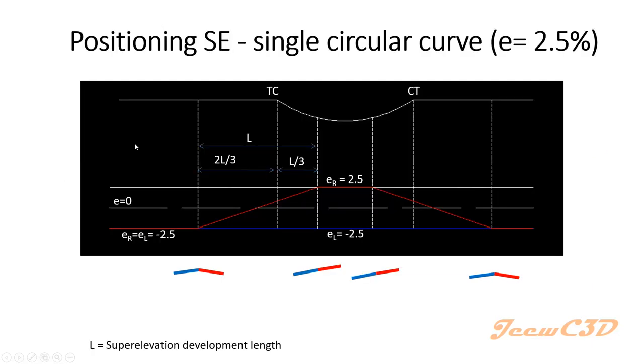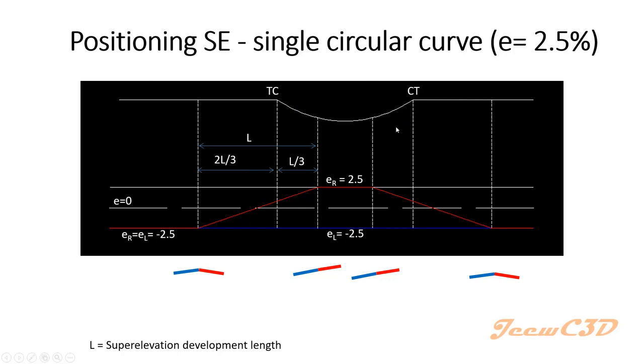So this is another way of representing the super elevation development. This is your curve. This is a simple curve where E equals 2.5. Your super elevation is E 2.5 as in example 1. This is a straight, and this is a curve. This TC means tangent to curve point. This is tangent, this is curve. CT means curve to tangent point. This is the curve, and this is the tangent.